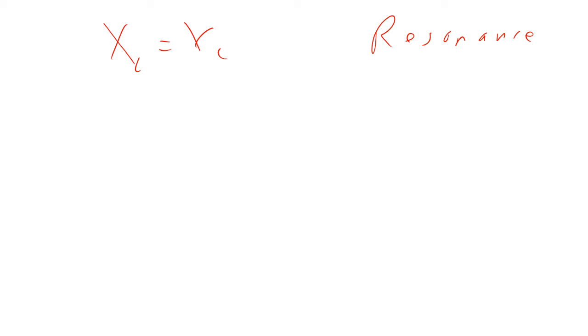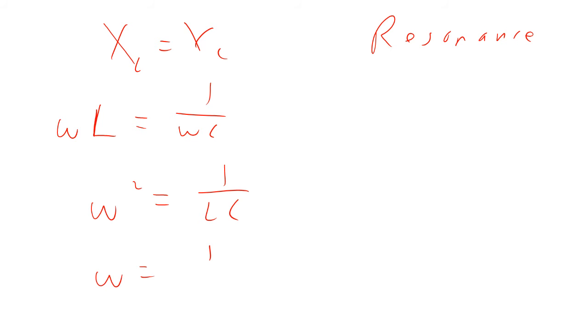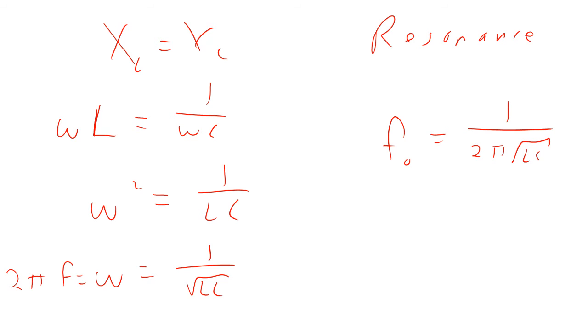And so that would be omega L equals 1 over omega C, or omega squared equals 1 over LC. Omega equals 1 over the square root of LC. Remember that omega is equal to 2 pi F. And so the resonant frequency is going to be 1 over 2 pi square root LC.